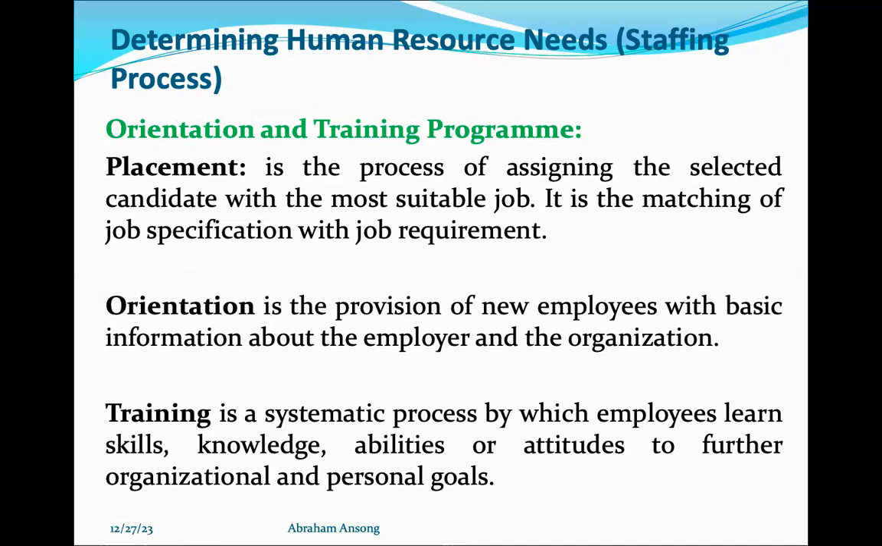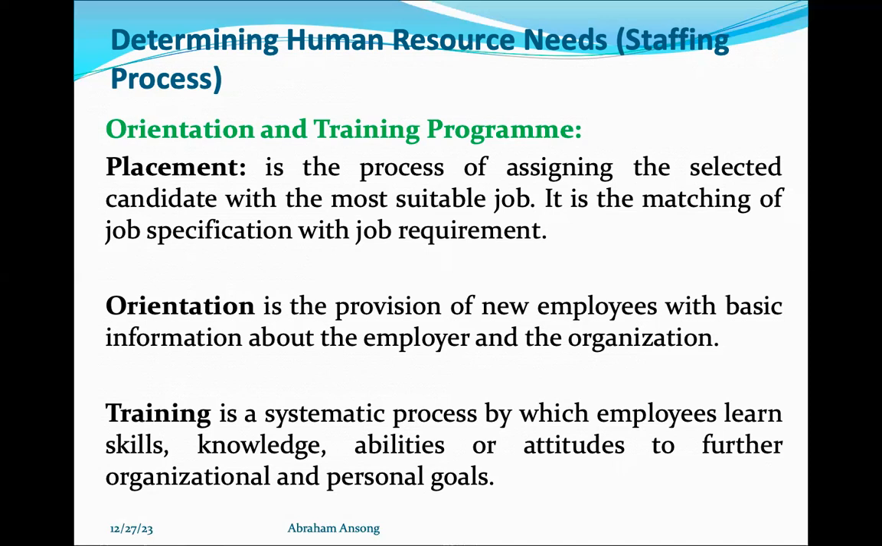Okay. So if you are successful with selection and you are picked for the organization, the next function or duty of the human resource management unit is to do what is known as placement. So it's the process of assigning the selected candidate the most suitable job. It is matching of job specification with job requirements. So this is a very, very important role of human resource management.